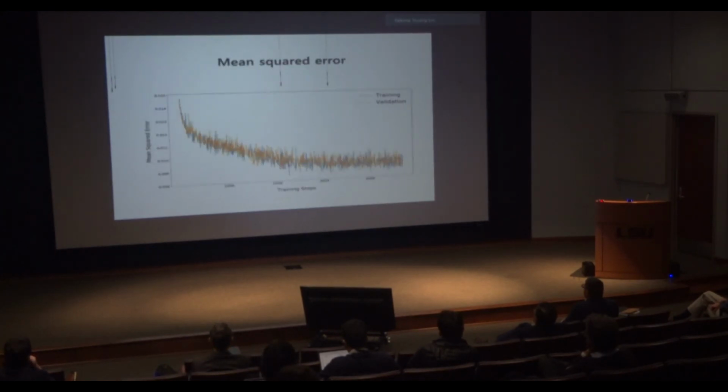Now let's look at the mean square errors. This is the training step. The x coordinate shows the training step, and the y shows the mean square error. The blue line shows the training error, and the orange line shows the validation error. As you can see, over around 500K training steps, the error dropped from about 0.015 to around 0.09. The mean square error decays through the training steps.